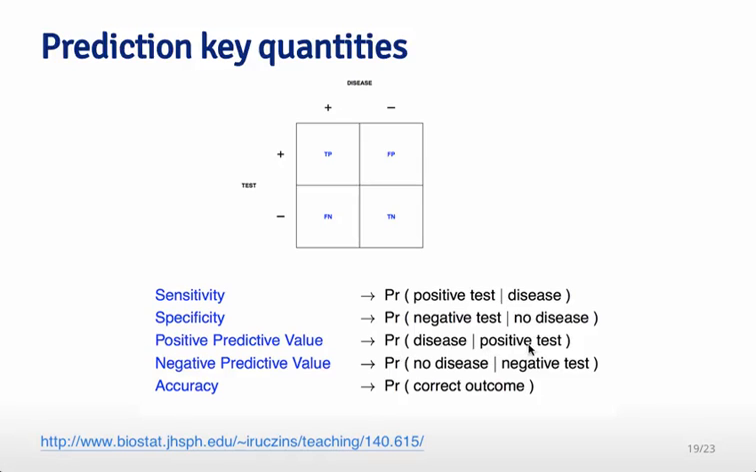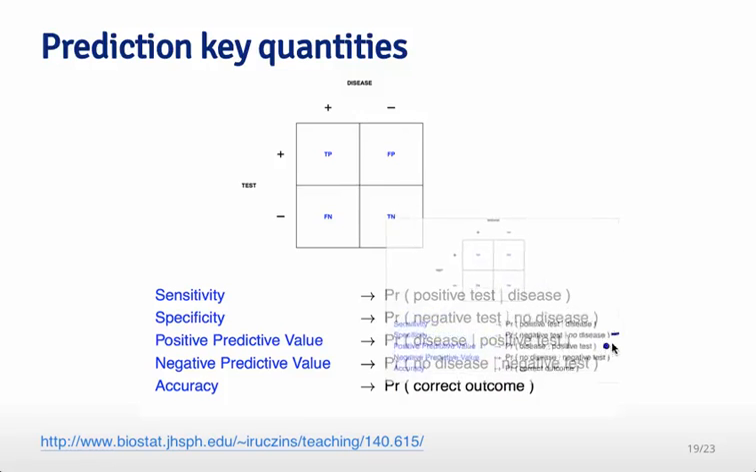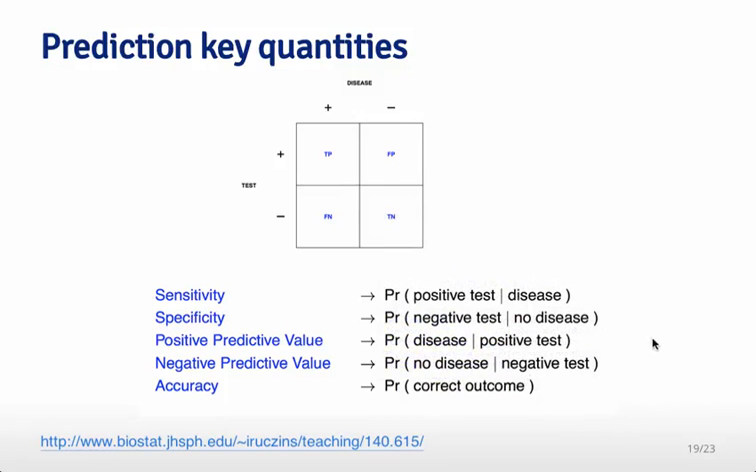The probability you have disease given you have a positive test, this is probably what you care about if you come into the clinic. So if I tell you that you have a positive test, then you want to know what's the probability that you have disease. Similarly, if I tell you that you have a negative test, you might want to know what's the probability that you have disease. Accuracy is just the probability that you were correct in the outcome, regardless of whether you are positive or negative.